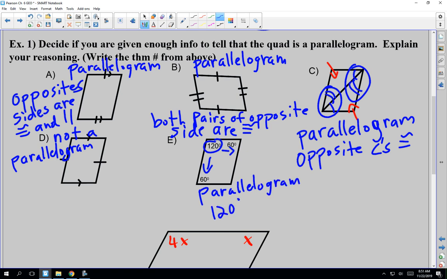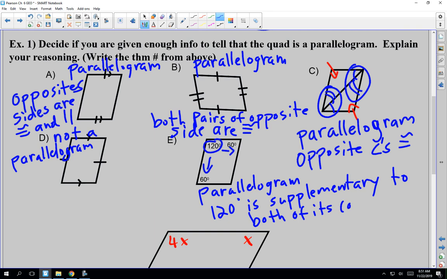120 degrees is supplementary to both of its consecutive angles. There it is. As you're going through this assignment, you probably have to have that sitting in front of you.